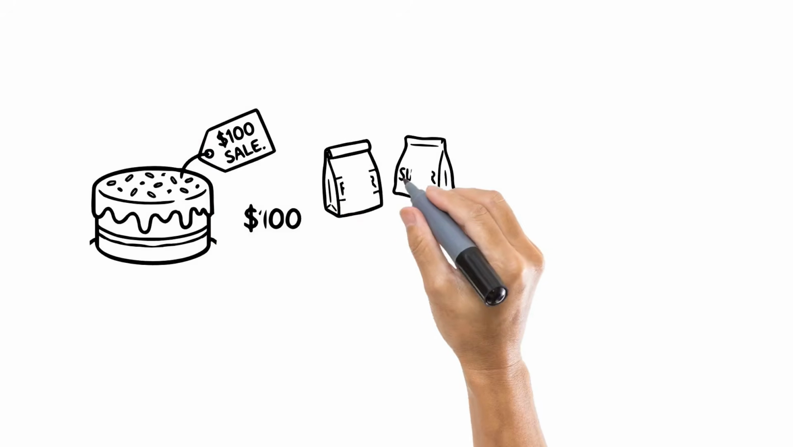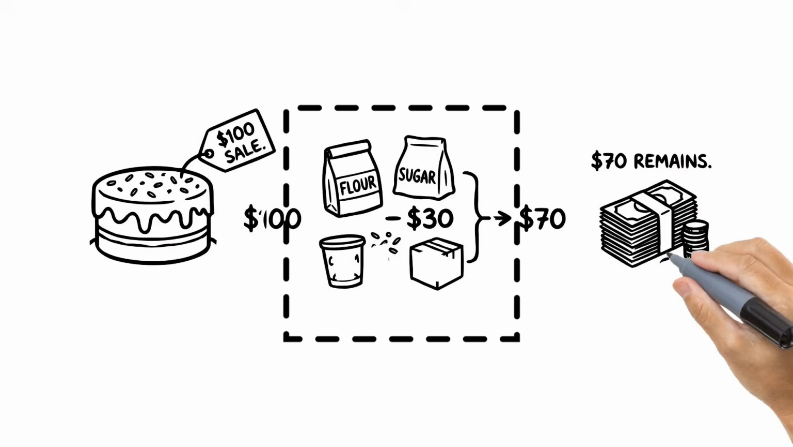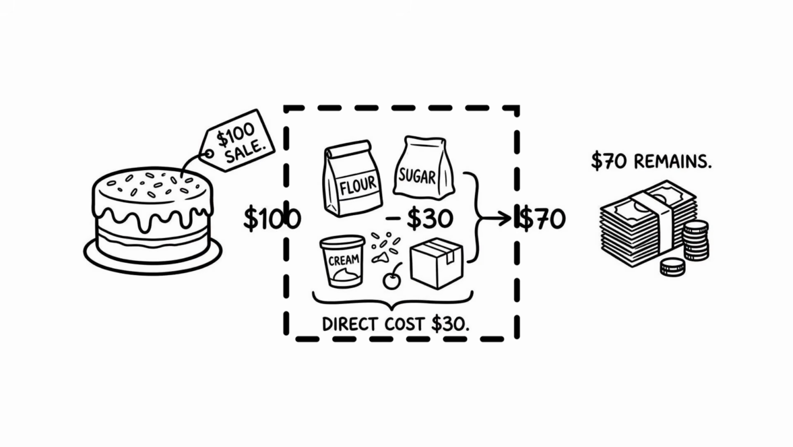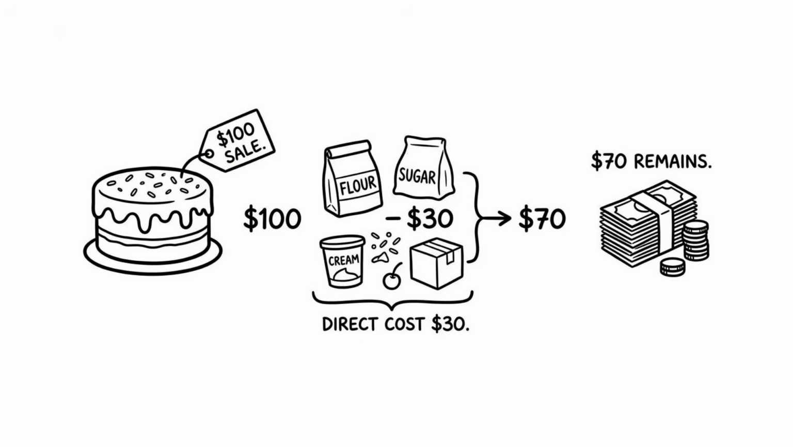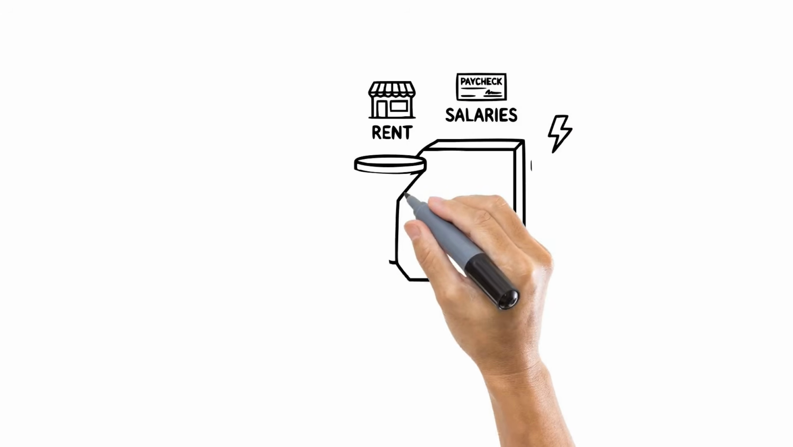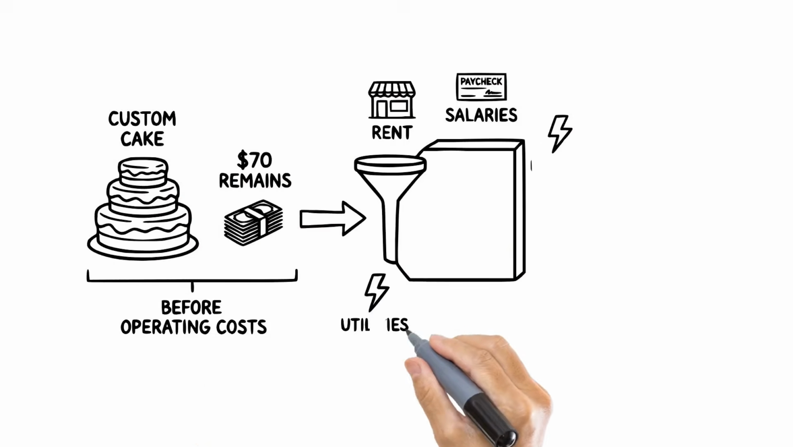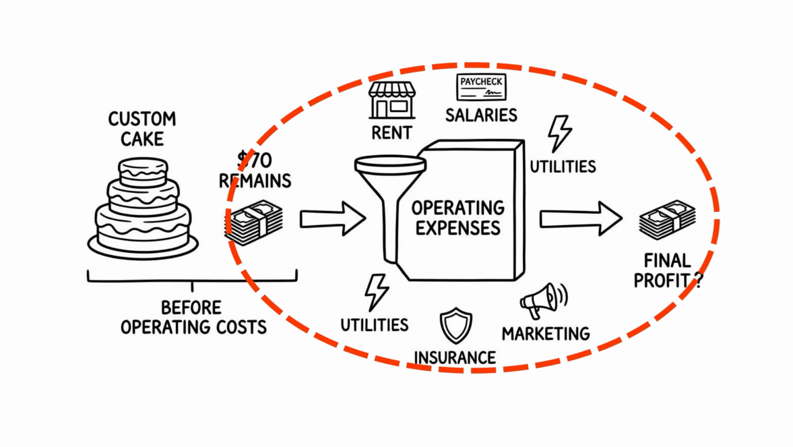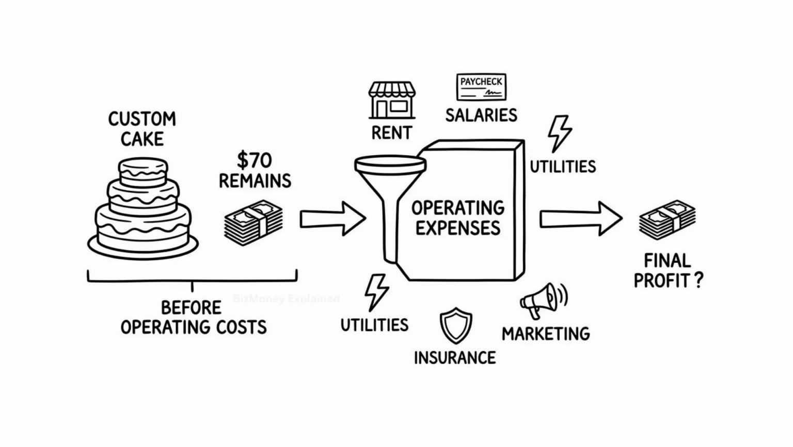Understand your gross margin. Imagine a bakery sells a custom cake for $100. Flour, sugar, cream, decorations, packaging, and other direct ingredients cost $30. The bakery therefore has $70 remaining after the direct cost of producing that cake. That $70 is not final profit because the bakery still has rent, employee salaries, utilities, insurance, marketing, and other operating expenses. But this calculation shows how much money the product creates before those broader expenses.